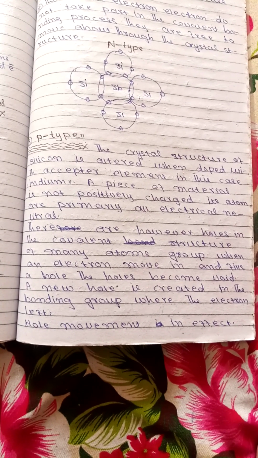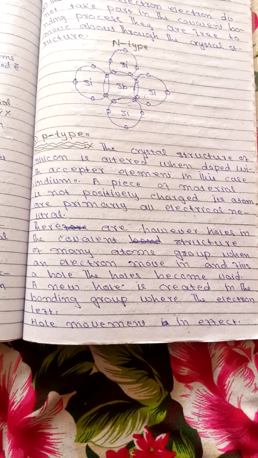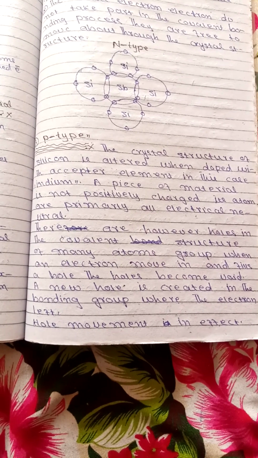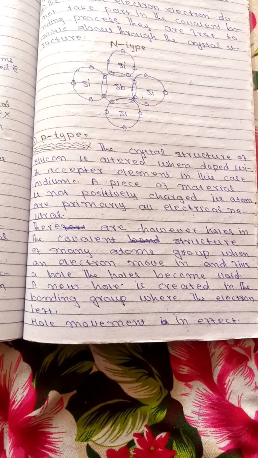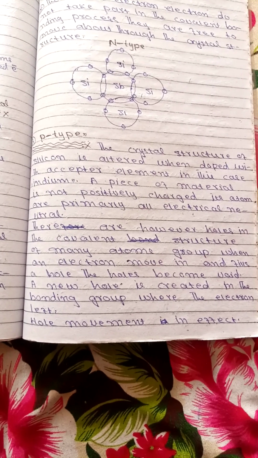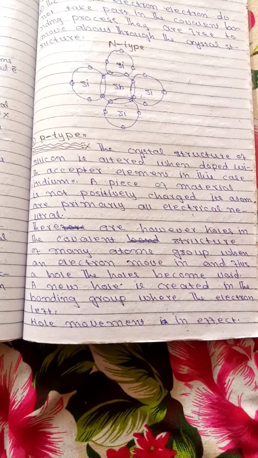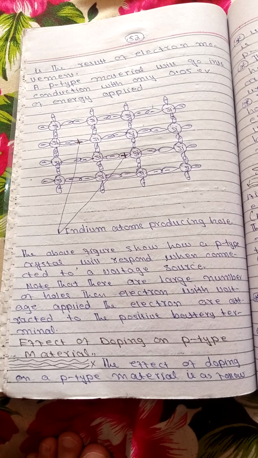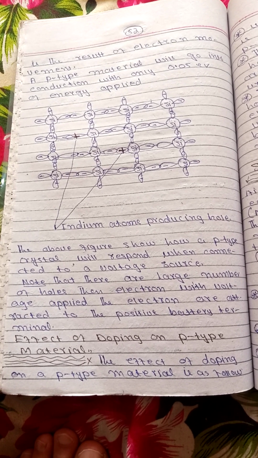The crystal structure of the silicon is altered when doped with an acceptor element. In this case, with indium, the piece of material is not positively charged. Its atoms are all electrically neutral. There are, however, holes in the covalent structure of many atoms. When an electron moves and fills a hole, a new hole is created in the bonding group where the electron left. Hole movement is in effect the result of electron movement. The p-type material will go into conduction with only 0.05 eV of energy.